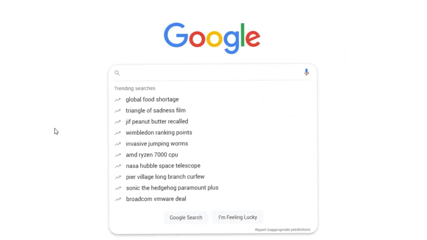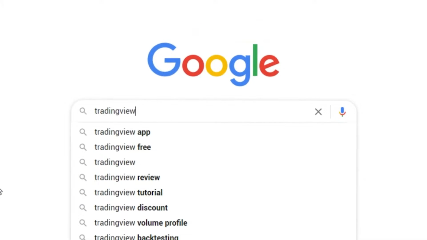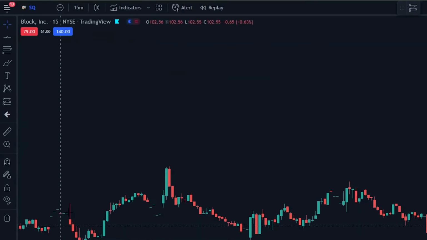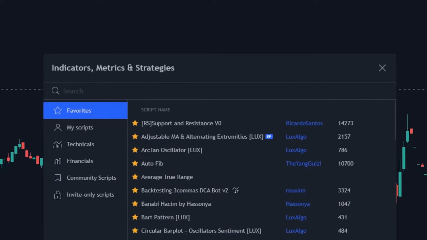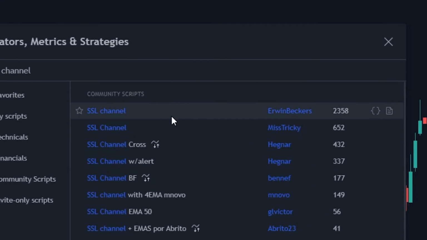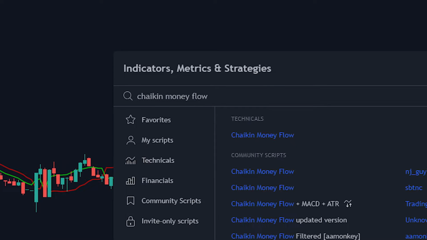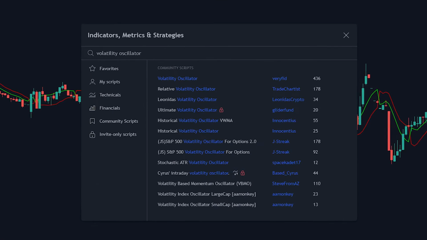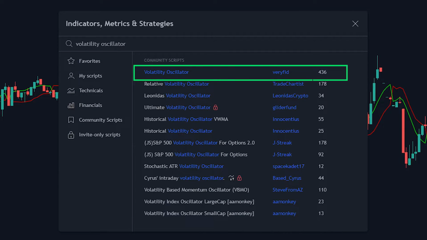To first get started, we have to hop on TradingView. If you don't have it already, I'll leave a link in the description. First, you're going to want to go to the Indicators tab, type in SSL channel, and add this one right here. The second indicator is the Chaikin Money Flow indicator. Then the third and final indicator is a volatility oscillator.